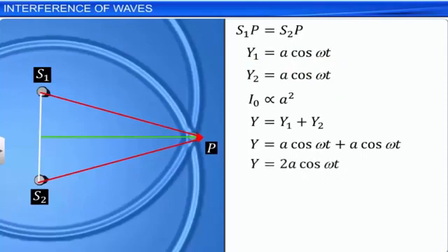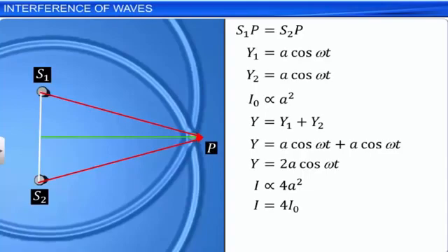If I is the resultant intensity at P, then I is proportional to 4a squared. In terms of intensity of individual waves, I = 4I0. The resultant intensity is 4 times the individual intensities. Hence, we say that the two waves interfere constructively.